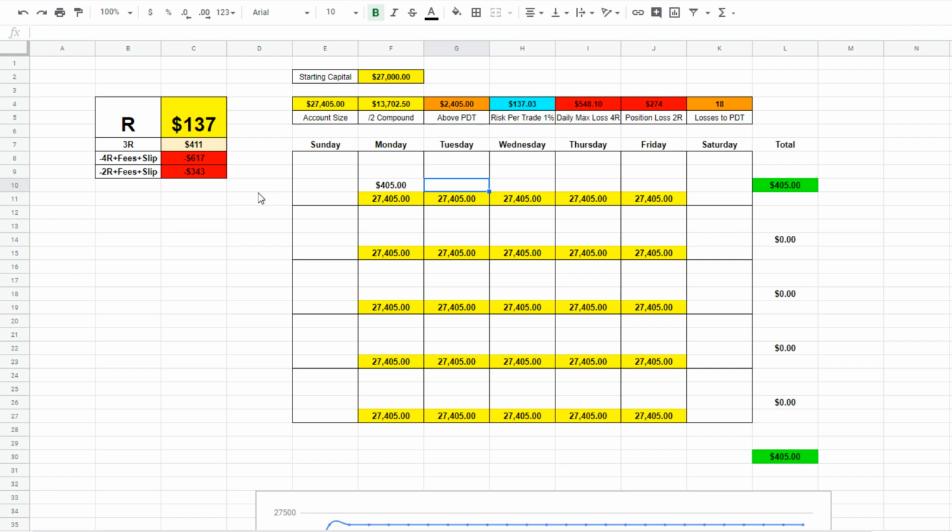Now, one really nice thing about compounding is that you see here this number, 18 losses to PDT. When you experience losses, it's actually going to reduce the amount of risk you take per trade. So it's actually going to be a lot more than that. This helps curb the risk of ruin calculation, which is a really neat aspect of compounding. And I'll give you an example here.